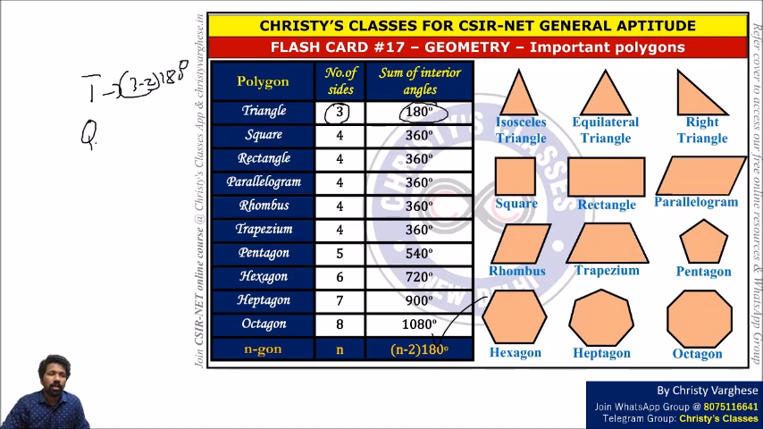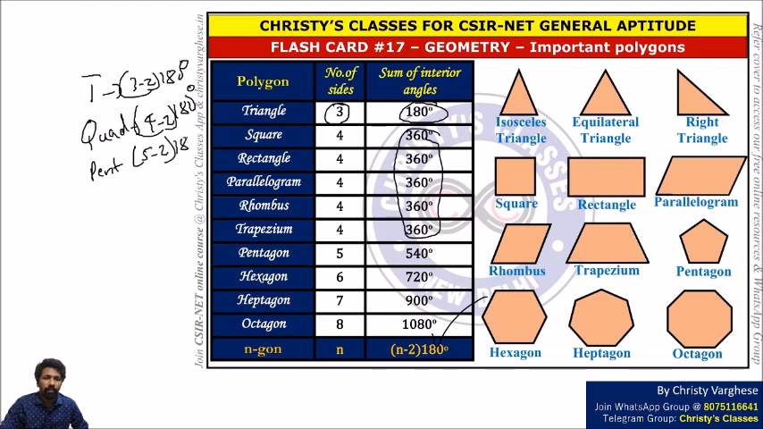For any quadrilateral like square, rectangle, parallelogram, anything, it will be 4 minus 2 into 180 degree because all of them have sides 4 in number. So 4 minus 2 is 2, into 180 degree, 360 degree. That is how 360 comes. Now for a pentagon, 5 minus 2 into 180 degree. 5 minus 2 is 3, 3 into 180, 540.